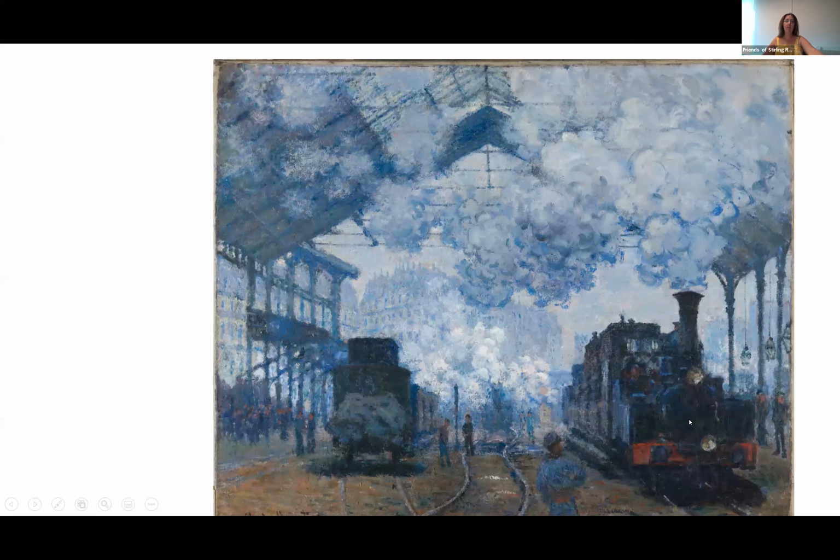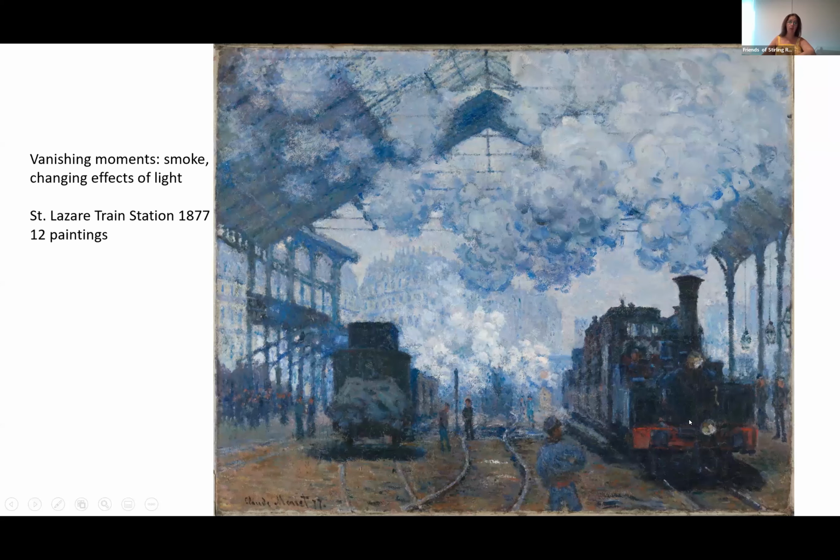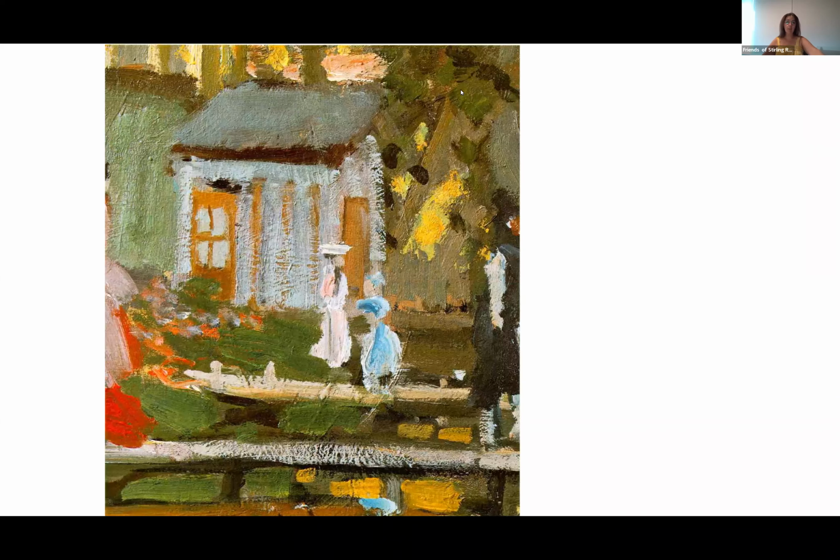And here we have that modernity comes along, because the trains are going to connect the different cities, especially the capital of Paris, with different parts of the countryside. The Saint-Lazare train station is something very new. And here we find the vanishing moment of the smoke, the changing effects of light because of that smoke. Monet made 12 paintings of this train station. Of course, he made different ones of different subject matters.